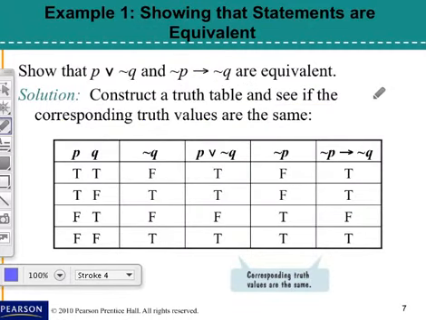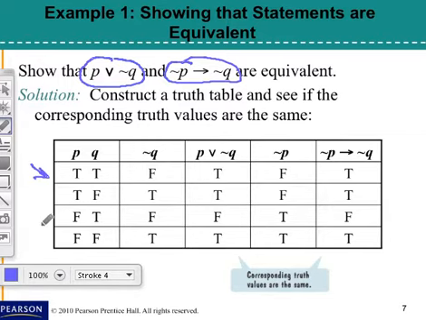Now notice here I have two statements. I have P or not Q, and then I have if not P, then not Q. Are they equivalent? Well, we notice over here we've got our chart the way we've been doing it. And here's this statement right here. We got that. And then here's this second statement.